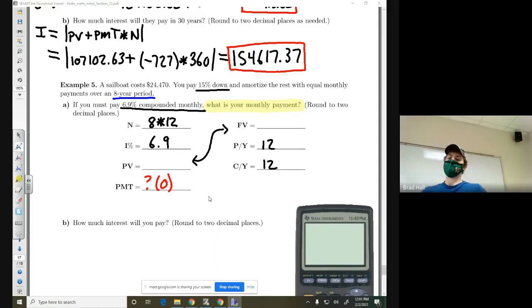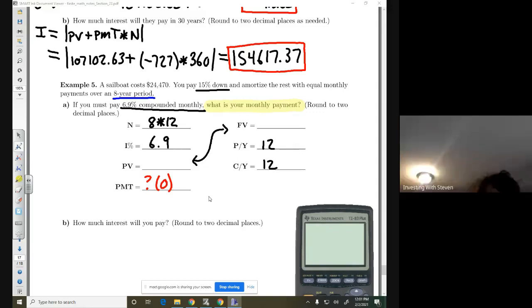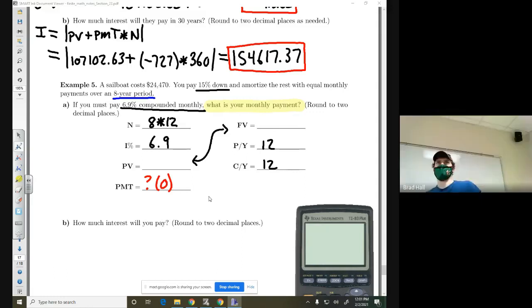Now, which one of those is 0? It would be FV. FV is 0, that's what I agree with. Because you're starting off with this debt for the sailboat, and you hope by the end of this 8-year period, you have no debt. So FV is 0.